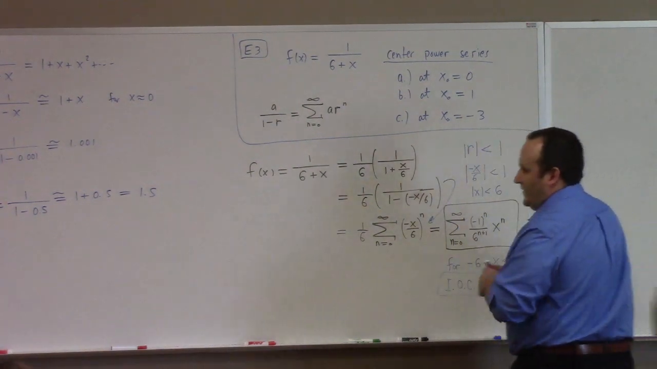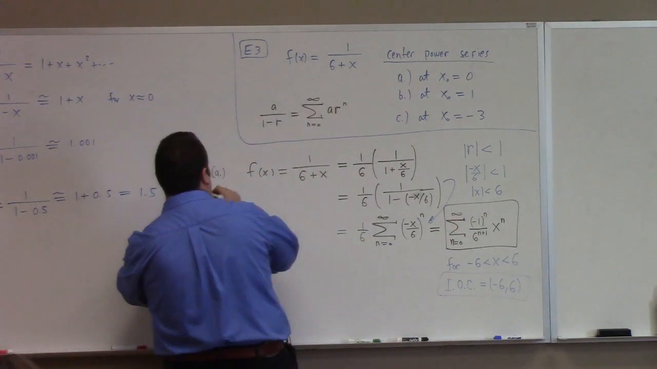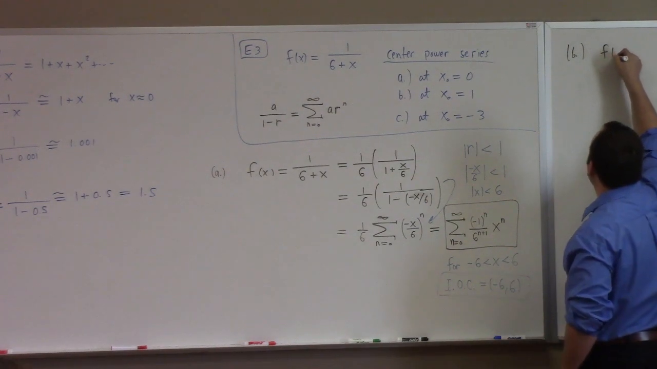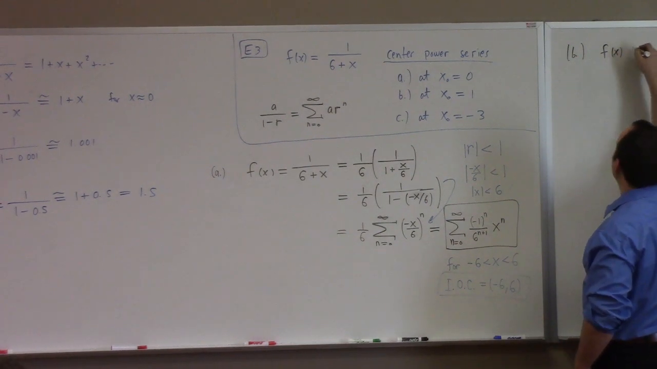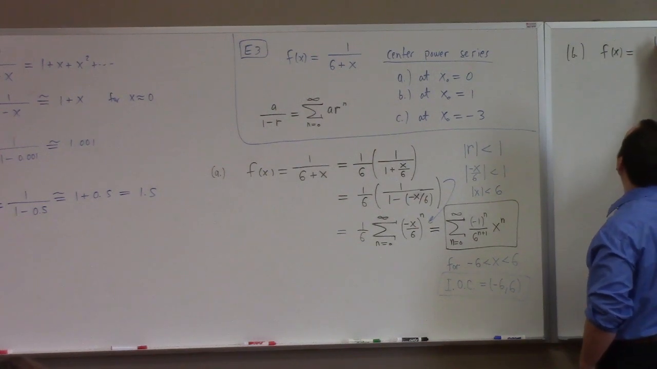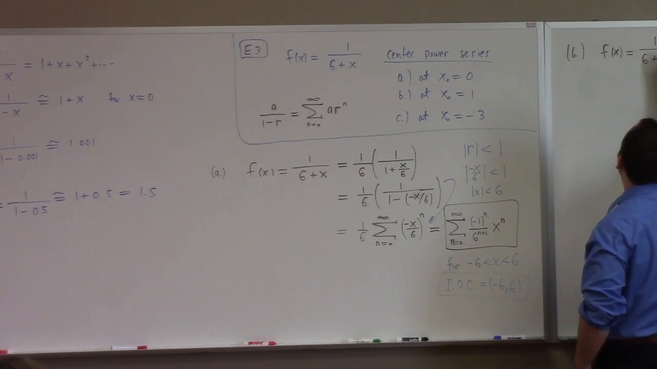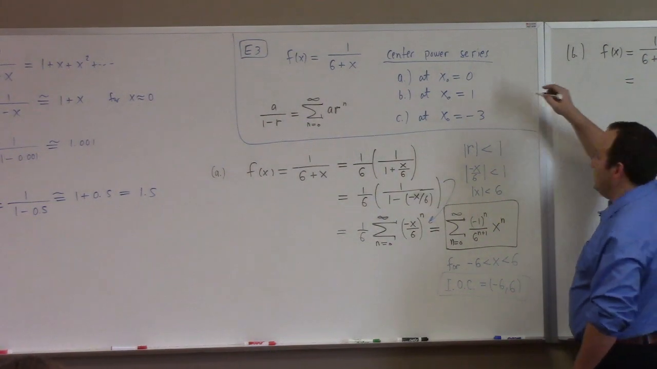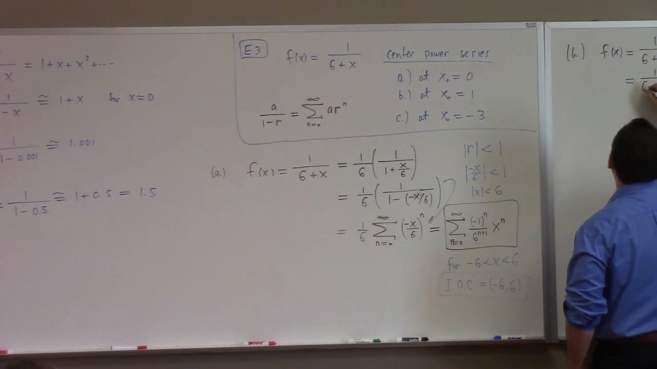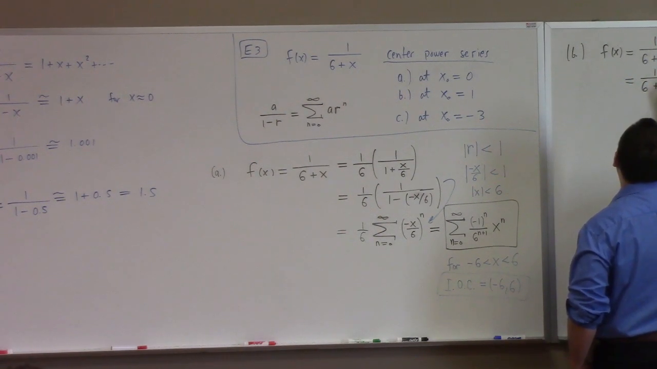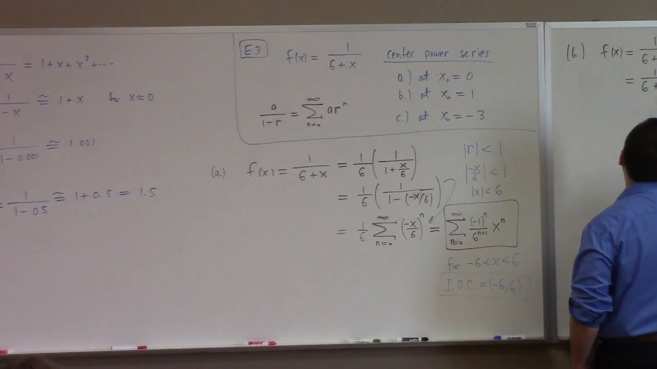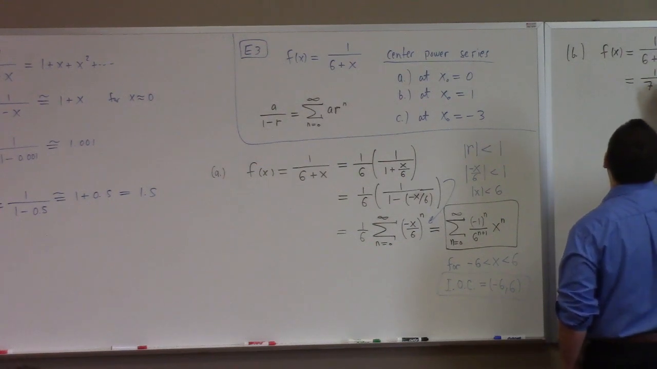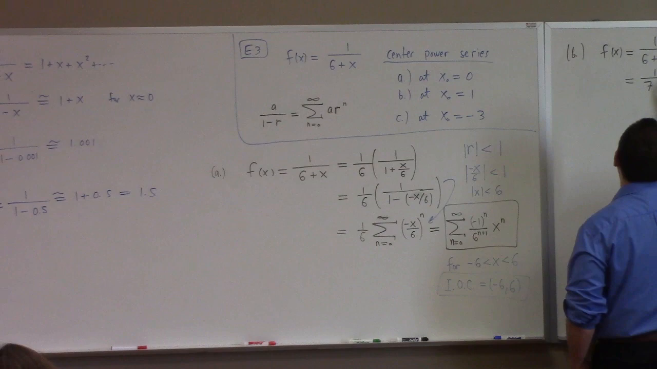So that was part A. Okay. Part B, let's see here. We start out basically the same place. So the way I like to do it is, if I'm going to center at 1, I subtract 1 and add 1. But let me just be more to the point. That's 7 plus x minus 1, right?